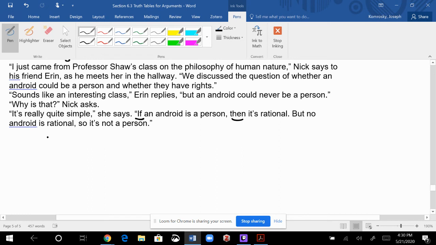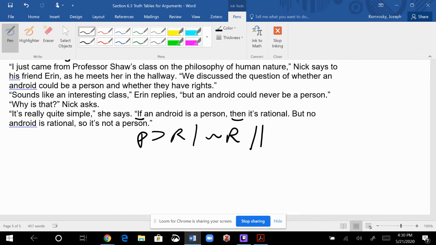If an android's a person, let's just say P, then it's rational, R. But no android is rational. Not R. So it's not a person. Could we use therefore, thus, as a consequent? Yeah, but this is the trigger word. You can go back and look at chapter 1, and that trigger word says it's a conclusion indicating word, not P. So we could simply do this vertically.